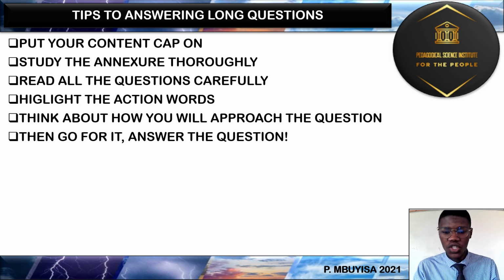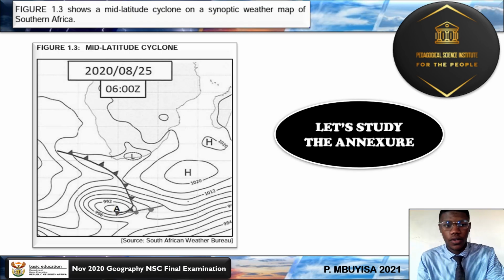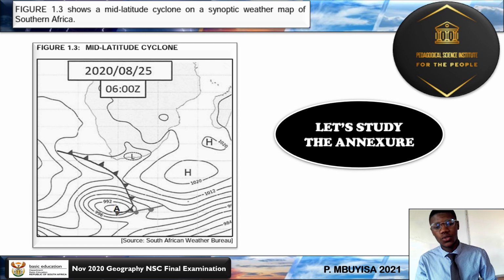Okay, let's look at the first question. Figure 1.3 shows a mid-latitude cyclone on a synoptic weather map of Southern Africa. Now, this is a question from the November 2020 Geography NSC final examination. So we're just going to study the annexure as we outlined on the previous slide. It's the first step before we can attempt to answer questions. So if we look at your annexure here, we have different features.